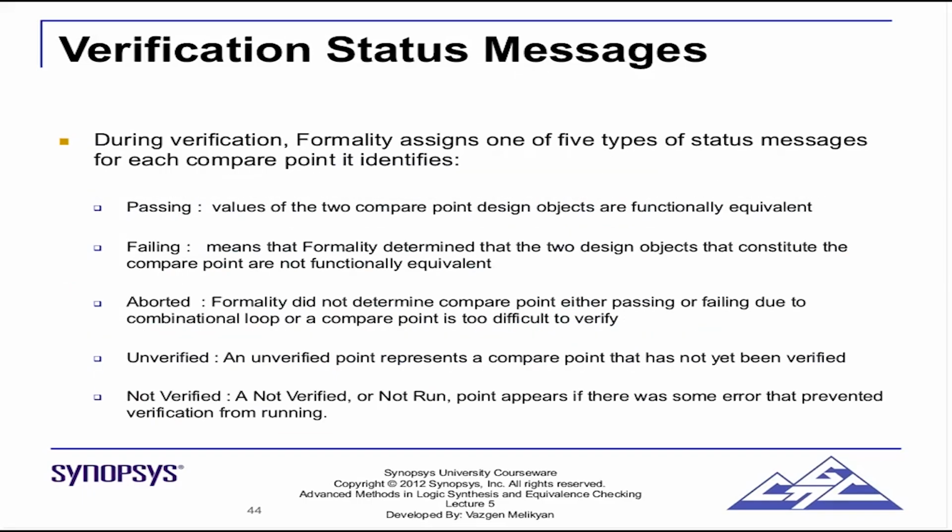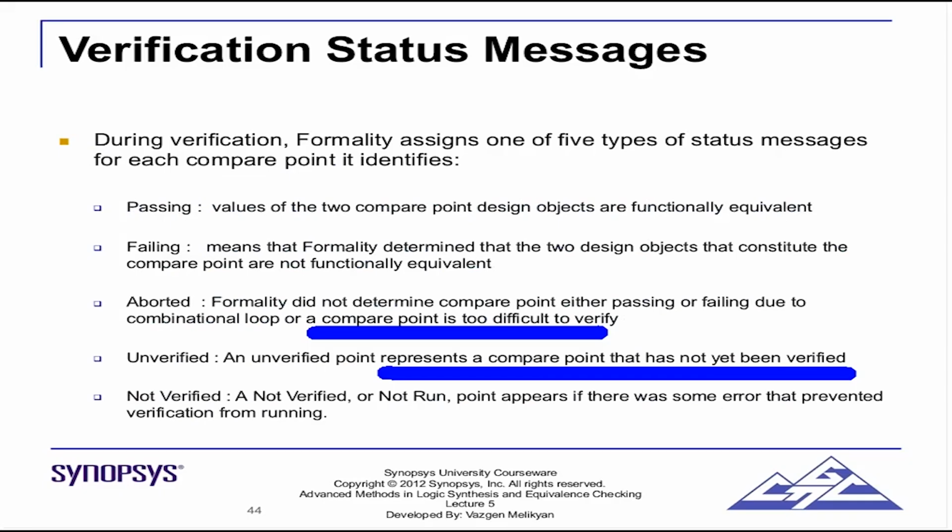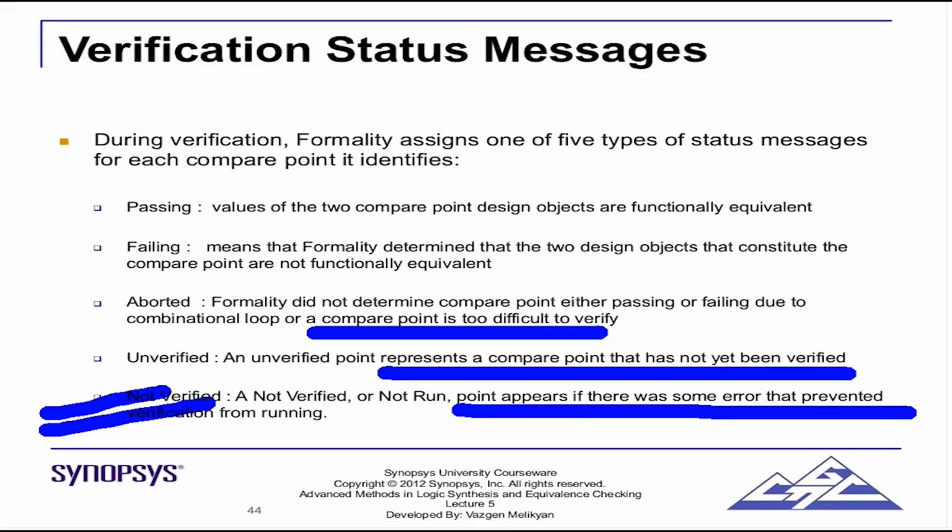Then let's look at the status messages. Passing means that two compare points are functionally equivalent. Failing means that they are not equivalent and Formality would have generated a vector for you to verify. Aborted means that it cannot conclusively say whether they are equivalent or non-equivalent, maybe because the compare point is too difficult to verify. The logic cone is huge. Unverified represents a point which has not been verified yet, or not run if there is some error that prevented verification from running on that point. So you need to debug this more. Right.